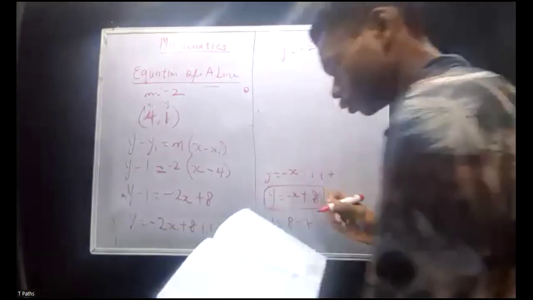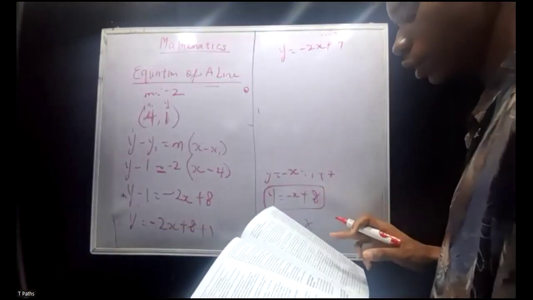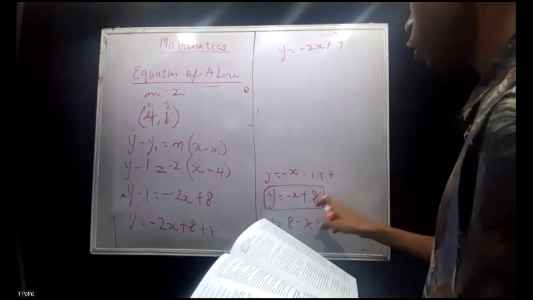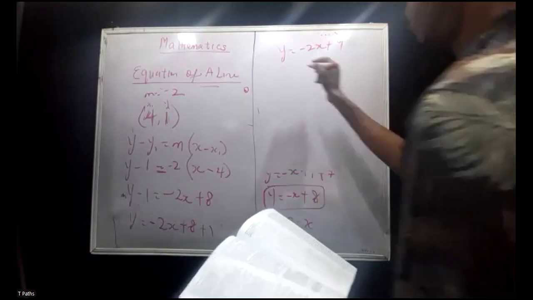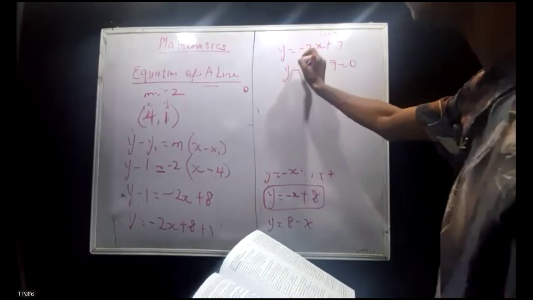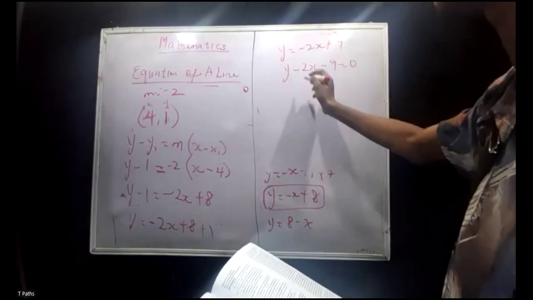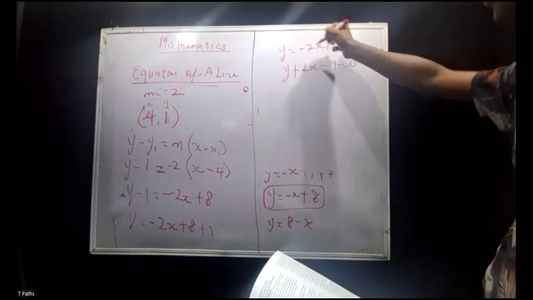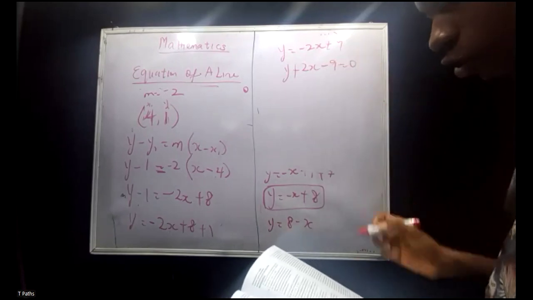So we can see in the question that option C is written in the general form, which we can write as y plus 2x minus 9 equals 0. So if I rewrite this, this y is coming to the left-hand side, this becomes y plus 2x, and this is positive coming to the left-hand side, minus 9 equals 0, which is option C.